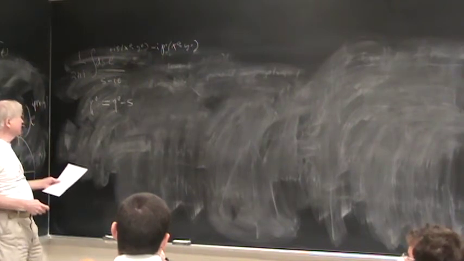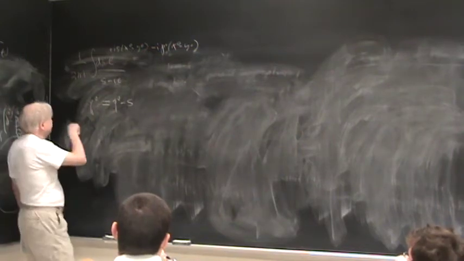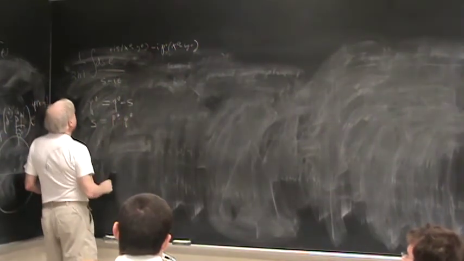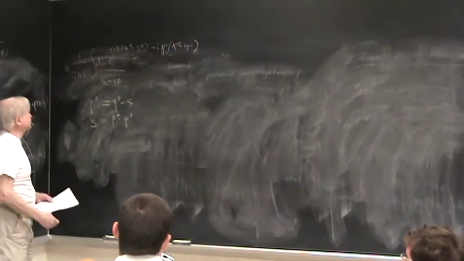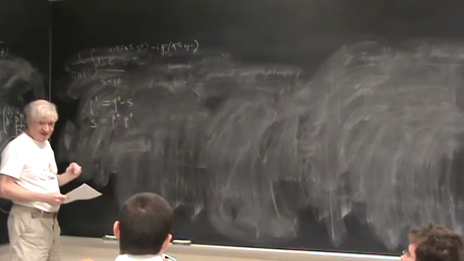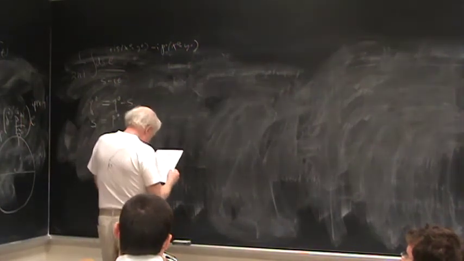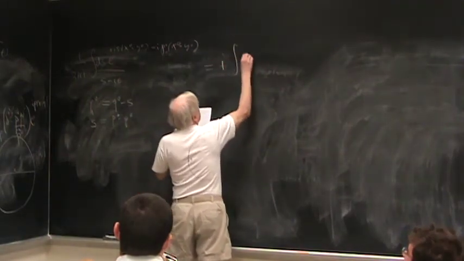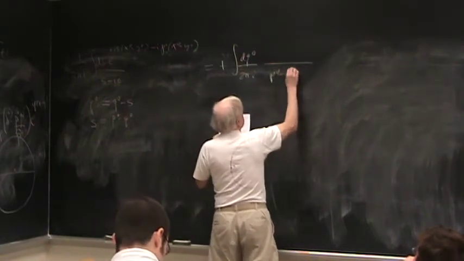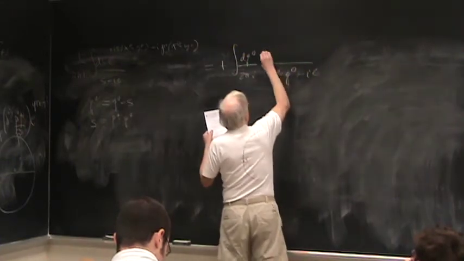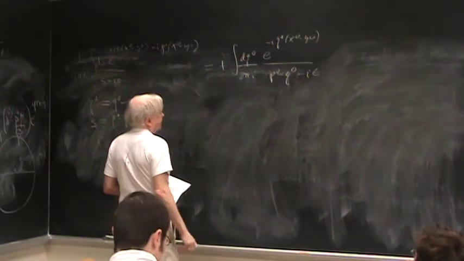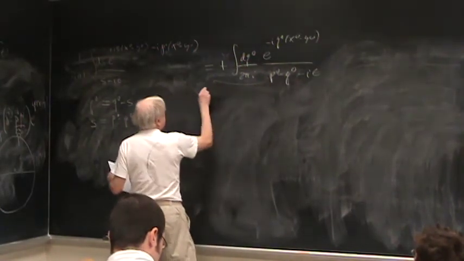Okay, so now we're setting q0 to p0 minus s, and so we're going to replace s by p0 minus q0. That means ds goes to minus dq0, but on the other hand, we also have to switch the limits, and so there's no overall minus sign. That was one of my minus sign mistakes. This is equal to plus integral dq0 over 2 pi i, e to the minus i q0 (x0 minus y0) over p0 minus q0 minus i epsilon. And p0 is still on mass shell, so this is the thing we call E_p.